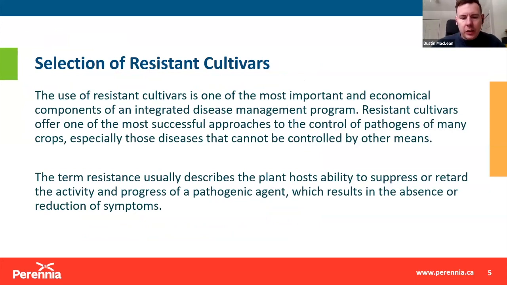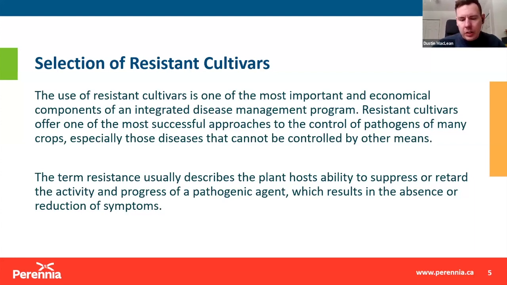Selection of resistant cultivars. The use of resistant cultivars is one of the most important and economical components of an integrated disease management program. Resistant cultivars offer one of the most successful approaches to the control of pathogens of many crops, especially those diseases that cannot be controlled by other means. The term resistance usually describes the plant host's ability to suppress the activity and progress of a pathogen, which results in the absence or at the very least reduction of symptoms.